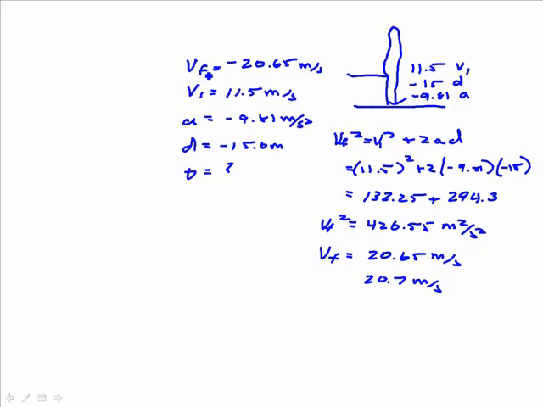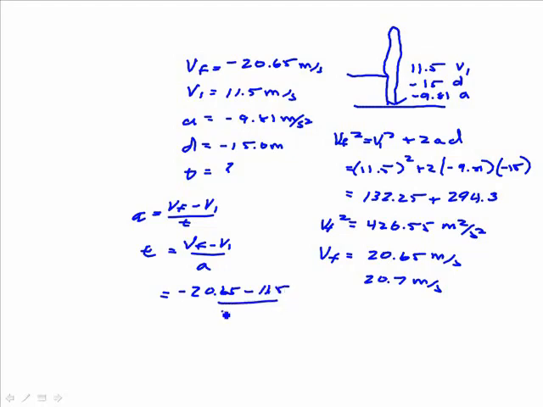Now, there are a number of different equations you could use, but some of them are more difficult to use than others. I would recommend that you try the simplest one, which is A is equal to Vf minus Vi over T. T then is equal to Vf minus Vi over A. And of course that's equal to negative 20.65 minus 11.5 divided by negative 9.81.